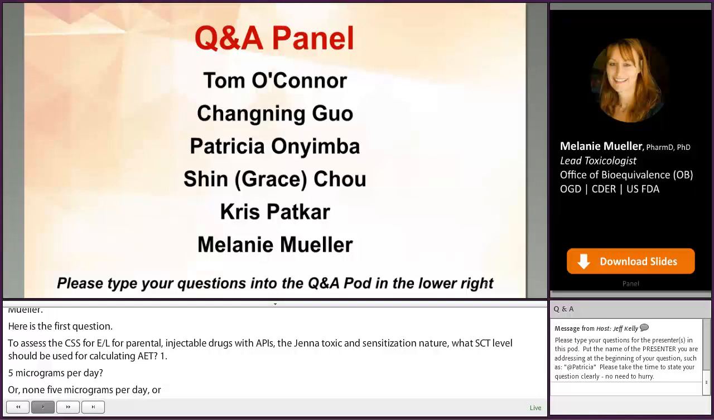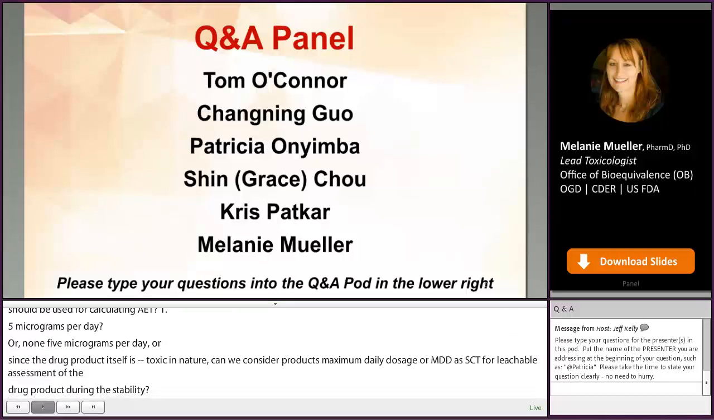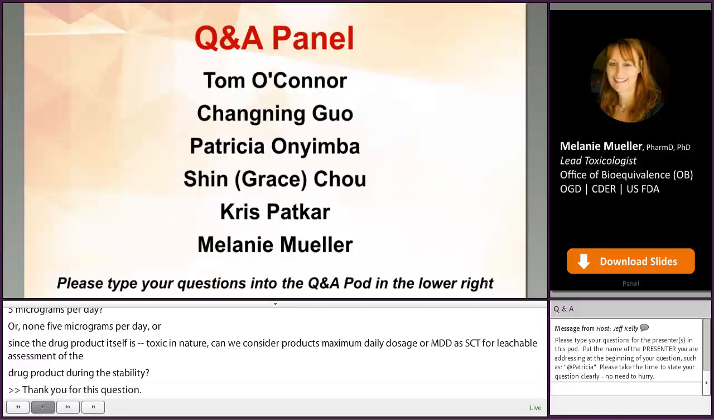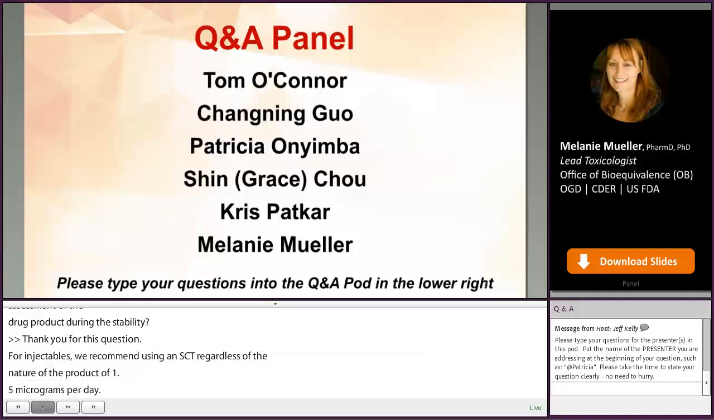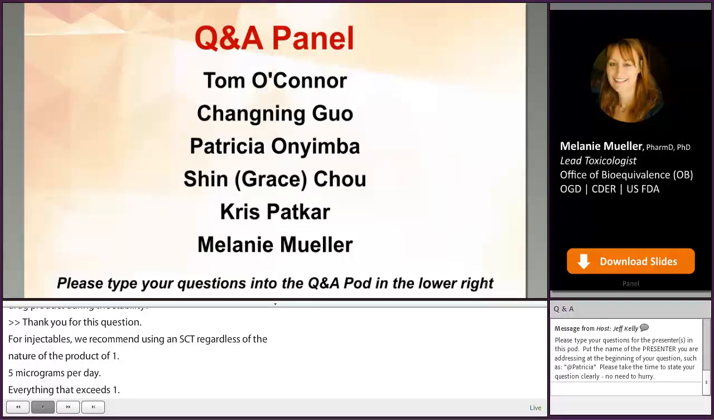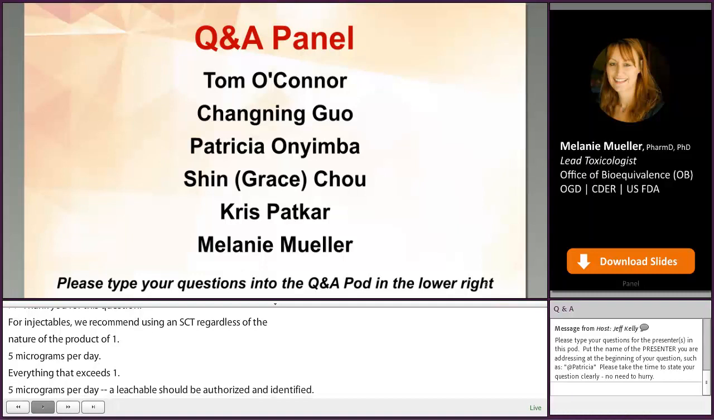Great, thank you for this question. For injectables, we recommend using an SCT regardless of the nature of the product of 1.5 micrograms per day. Everything that exceeds 1.5 micrograms per day as extractable or leachable should be characterized and identified. Depending on the context of use of the proposed product, then at least a qualification threshold of 5 micrograms per day should be applied to inform general toxicity.